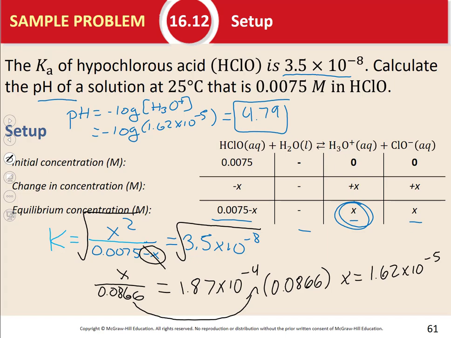Which makes sense. It's a weak acid, so you don't expect the pH to be extremely small, but it is an acid, so we do expect less than 7. So a pH of 4.79. Less than 7 is an acid, but not incredibly tiny, like 1 or 2, like you would expect for a strong acid. So, any questions?